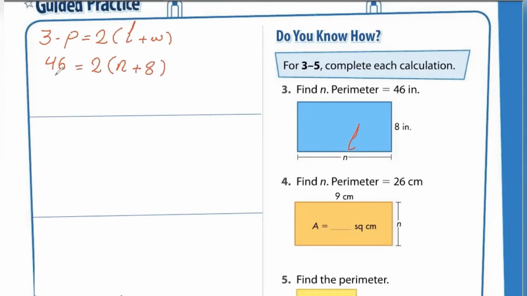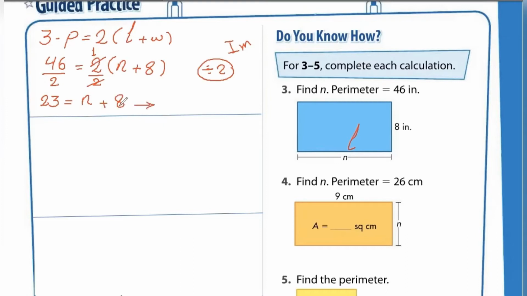Now, teacher, the first step, we have to get rid of the 2. Divide by 2. I will divide by 2. This is important part. So I will divide by 2 the two sides. 46 divided by 2, 4 divided by 2 equals 2, and the 6 divided by 2 equals 3. 2 divided by 2 equals 1. Since I have 1 here, 1 times any number equals the same number. I will put n plus 8.